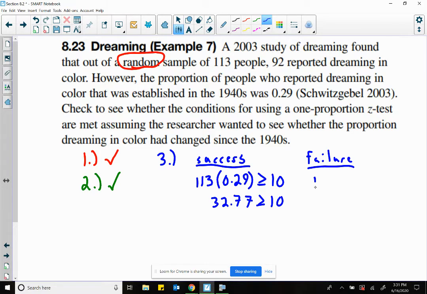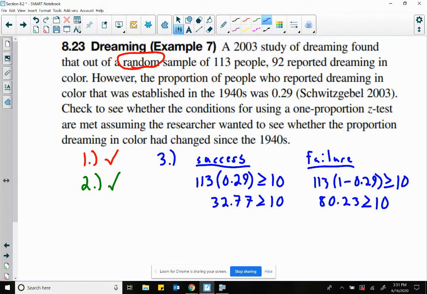Failures, we'll take 113 times 1 minus 0.29. And we want to know, is that greater than or equal to 10? So 1 minus 0.29 is 0.71. So 113 times 0.71 is 80.23. So we definitely have 10 successes and 10 failures. Okay?